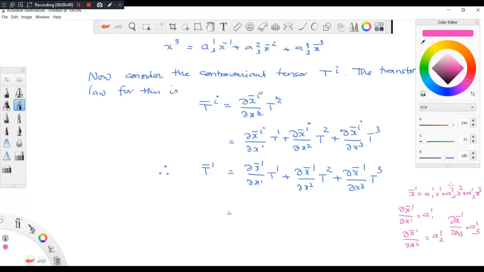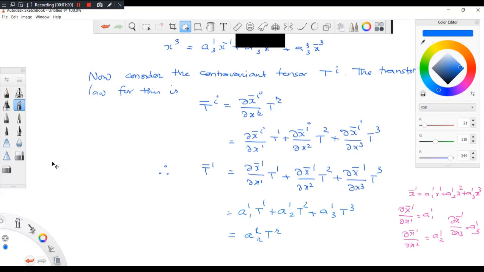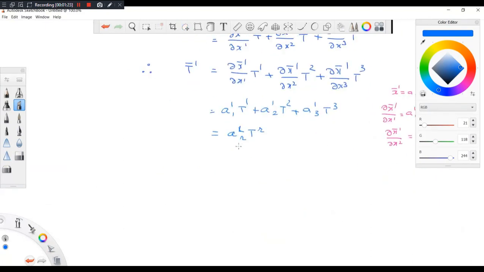From this I can obtain, so that value is substituted here. So this is A11 into T1 plus A12 into T2 plus A13 into T3. So what is this? This is nothing but A1R TR. Again, use the Einstein summation convention and I can write this as A1R TR. Okay, so here I can see that T bar I is equal to, what is the change? It will be AIR TR.